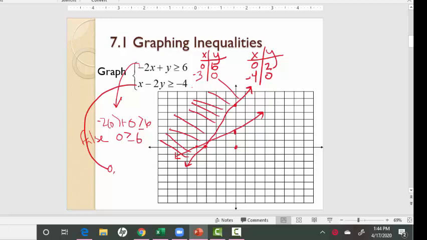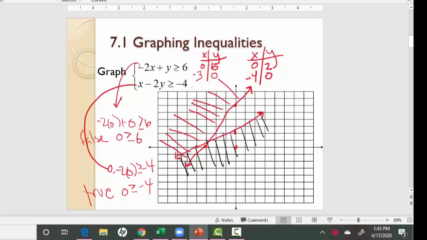So 0 minus 2 times 0 for y is greater than or equal to negative 4. On the left-hand side, I get 0 is greater than or equal to -4, and that in fact is a true statement. So that means that 0, 0 is a solution to this inequality. It also means that I'm going to shade below this line.